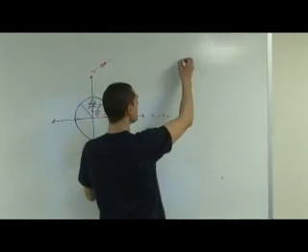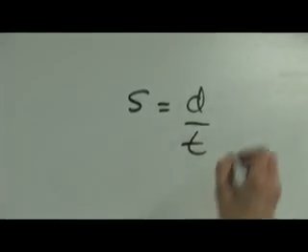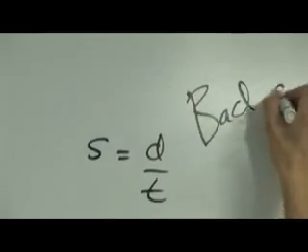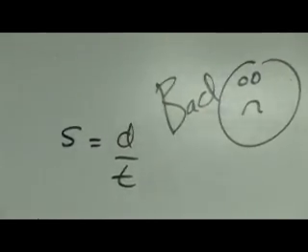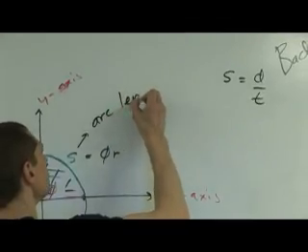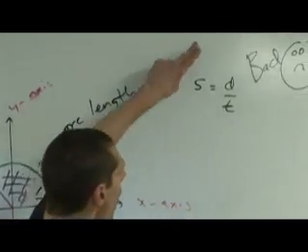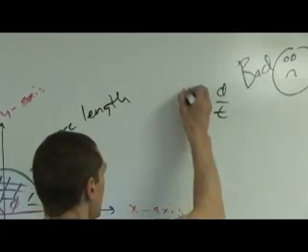Usually, you've probably seen it, speed equals distance divided by time. Why is this going to be a really bad notation for here? Because we're already using s as arc length. So what we're going to do is call this velocity.